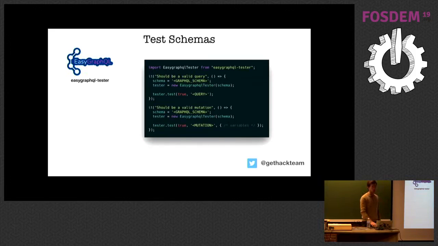And with Easy GraphQL Tester, we can directly test our GraphQL queries and mutations against the GraphQL server. As you can see, it's a small example of how we should do that. So you're just going to import the Easy GraphQL Tester, and you can define your schema. So you either need to have your schema on the front end to test on the front end, or use Easy GraphQL Tester directly on your GraphQL server. And you're just going to input the schema in there, and then you can test if your query will work.